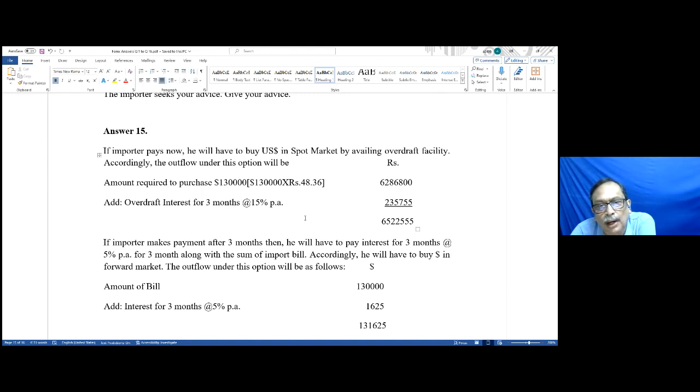Accordingly, the outflow under this option will be $1,30,000 multiplied by 48.36. It comes to 6,286,800. Overdraft interest for 3 months at the rate of 15% comes to 235,755. So the total comes to 6,522,555.